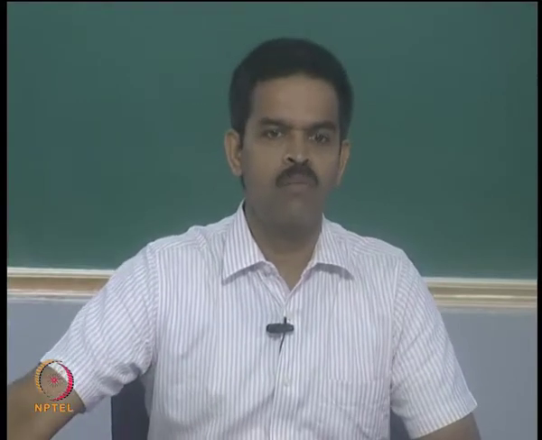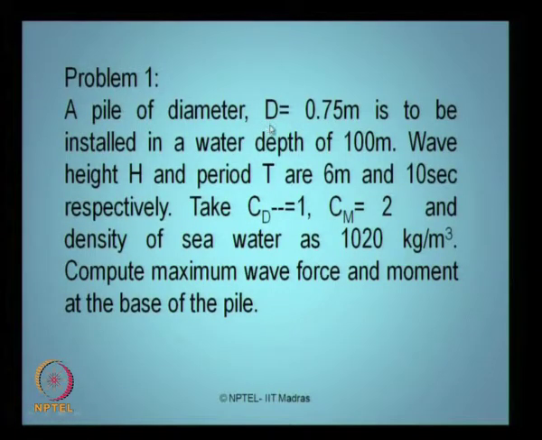Let us say problem number 1: I have a pile of diameter 0.75 meter which is to be installed at a water depth of 100 meters. Now the wave height and the wave period are taken as 6 meters and 10 seconds respectively. Take CD and Cm as 1 and 2 respectively, and take the density of seawater as 1020 kg per cubic meter. What I want is very simple: compute the maximum wave force and the moment at the base of this pile. We have expressions given to you for computing the maximum wave force.